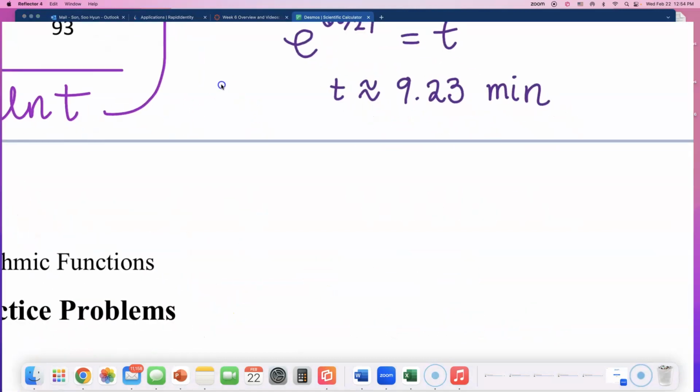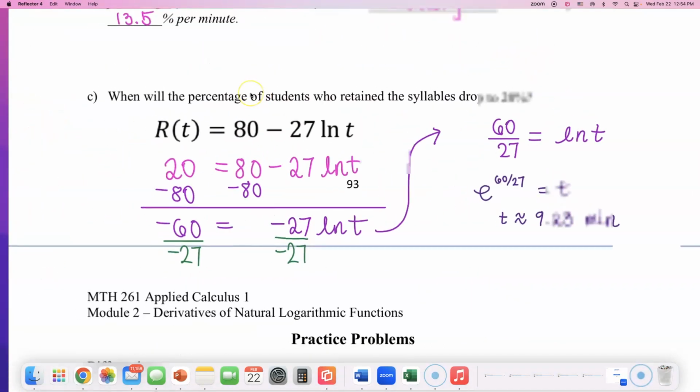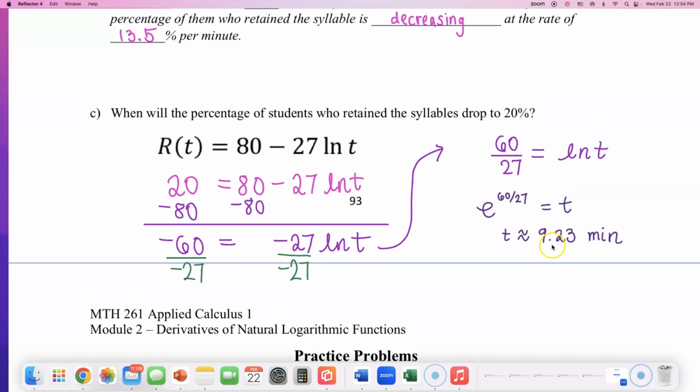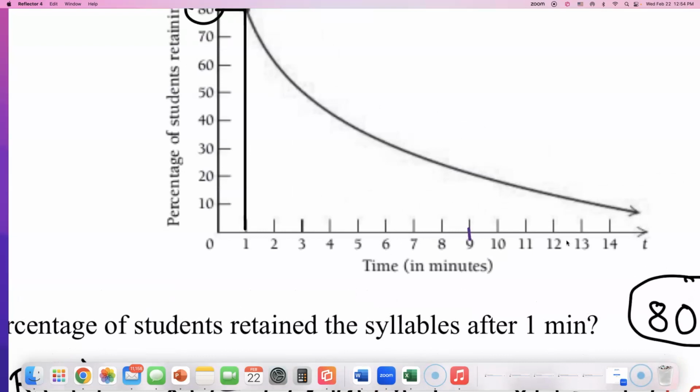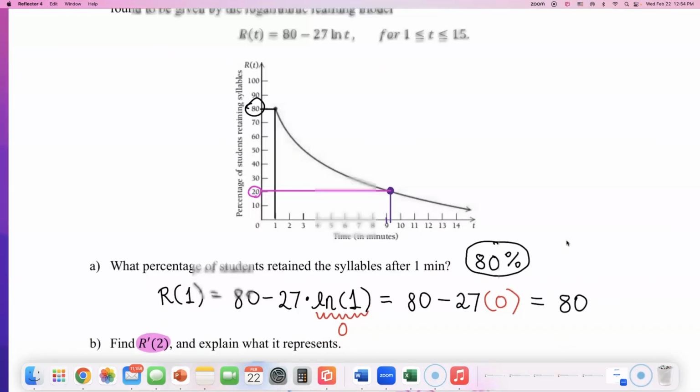So after about 9 minutes of showing them the syllable, only 20% of these students will remember what they saw 9 minutes ago. Let's see if this looks right on the graph real quick. So 9.23 minutes. Here is 9 minutes, about right there. If I go straight up, there's the graph. I'm going to try to read if this is about 20% on the y-axis. Yeah, I believe it. It looks about 20%.